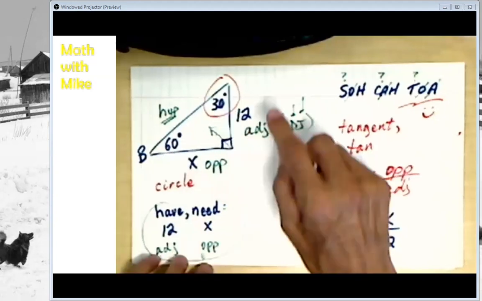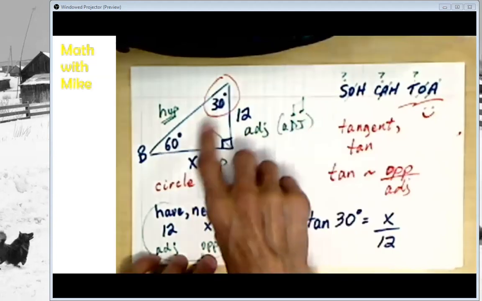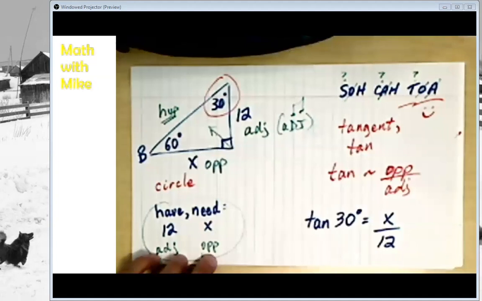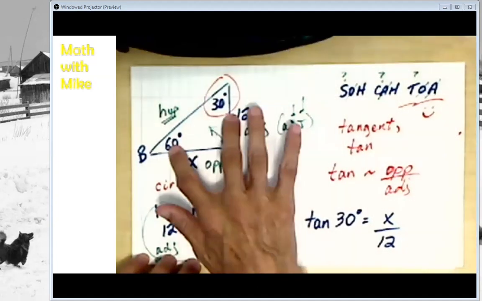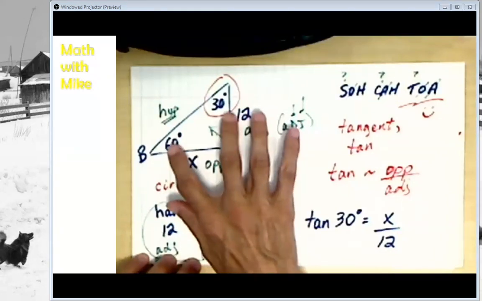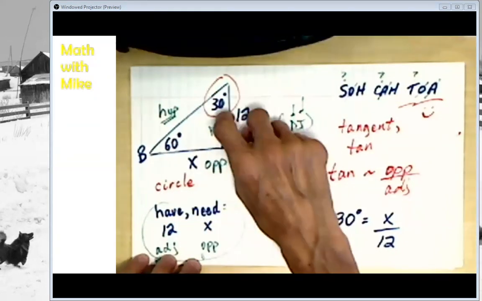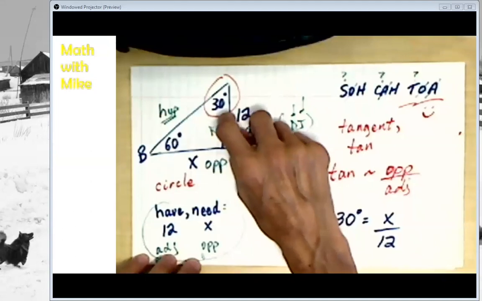We had these 12s, the X, everything in blue. To solve for X, we had to select one of the angles, and class said use 30. It's a small one, it's nice. So I said, okay.